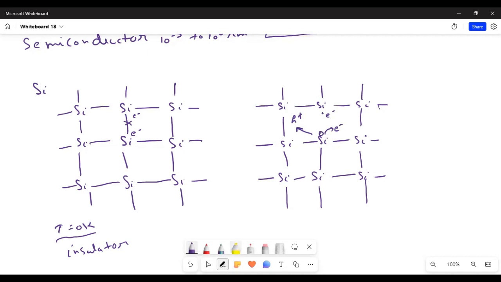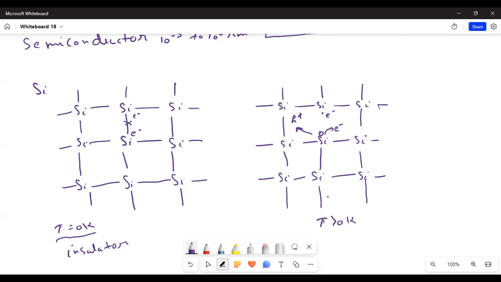So what has happened when we increase the temperature? This bond has been broken. That has resulted in the generation of an electron as well as a hole. So basically at T greater than 0 Kelvin, about room temperature, some bonds break, which results in the presence of charge carriers. Now this material, silicon, has some conductivity.